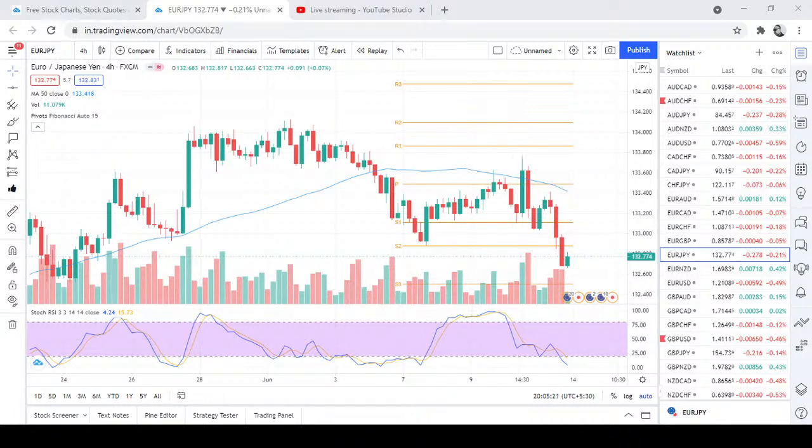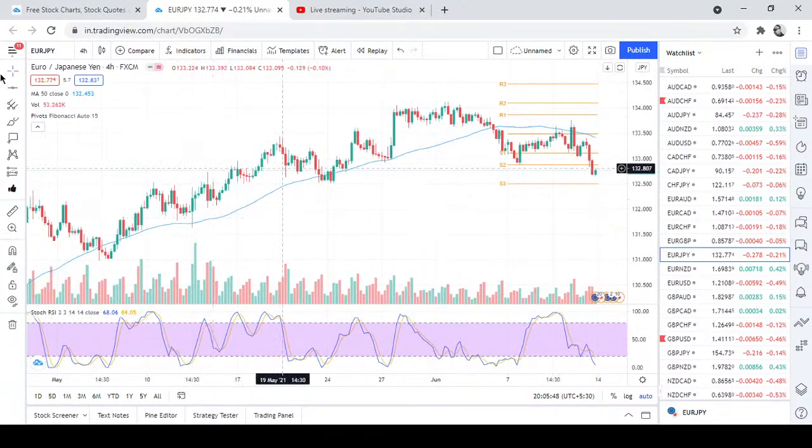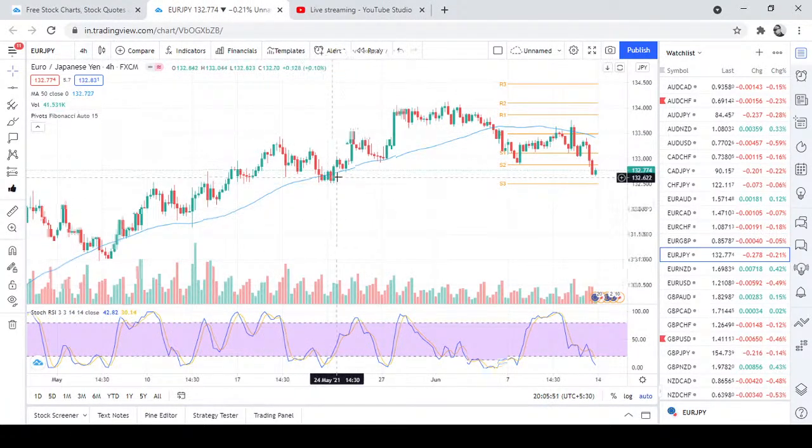But remember, confirmation. You'll get the confirmation in the form of a shooting star or price rejection from above, or candles like this. Once you get the confirmation that the previous support, the 50 moving average, has transformed itself into a resistance, then you can short the market. Apart from that, I do not see any possibilities on the 4 hours chart, because this level may try to act as support.